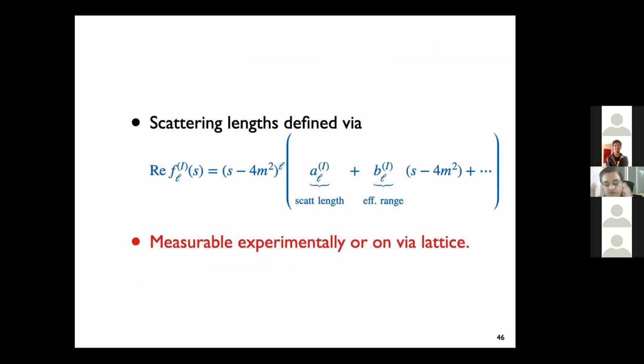And then after you do all this hard work, what you want to make sure you have right, if you have the correct standard model S matrix, is that your scattering lengths are in agreement with experiments. So this is how you define scattering lengths. You take the partial wave amplitude and do a threshold expansion, which essentially means a Taylor expansion around s equal to 4m squared. And these scattering lengths are measurable experimentally, or you can do some lattice simulation and extract them.